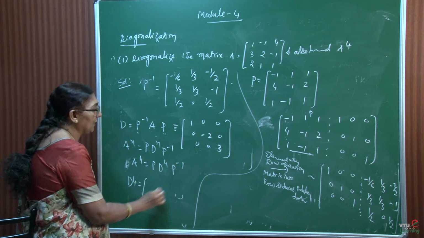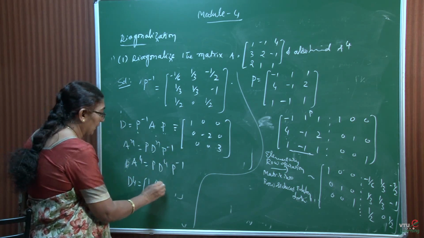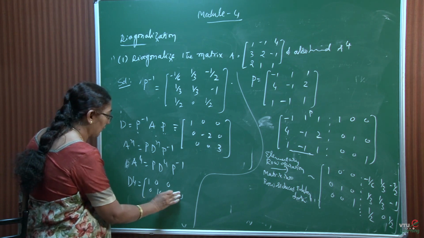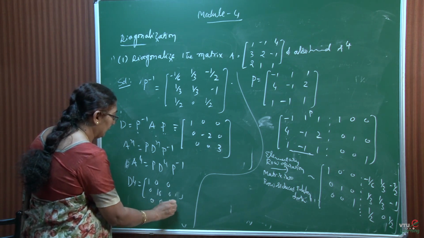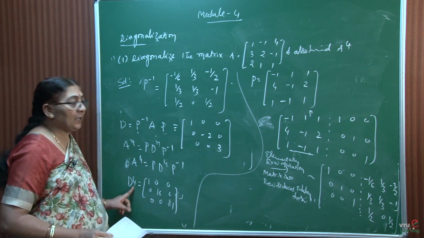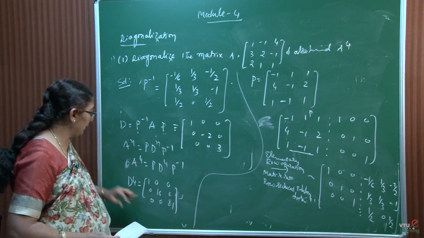D power of 4, D you know that. This is my D. 1 to the power of 4 is 1. What is minus 2 to the power of 4? 16. 0. What is 3 to the power of 4? 81. Yeah, this is easy. D power of 4 means you just take the diagonal values to the power of 4. That gives us D power of 4.